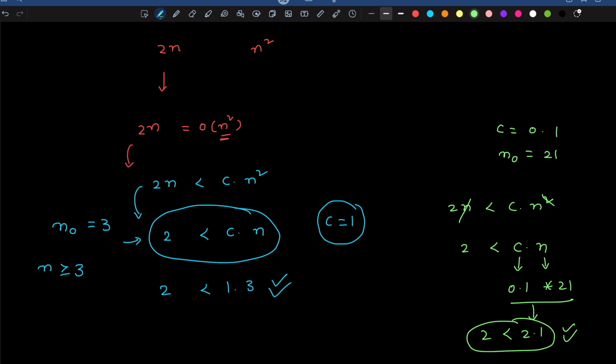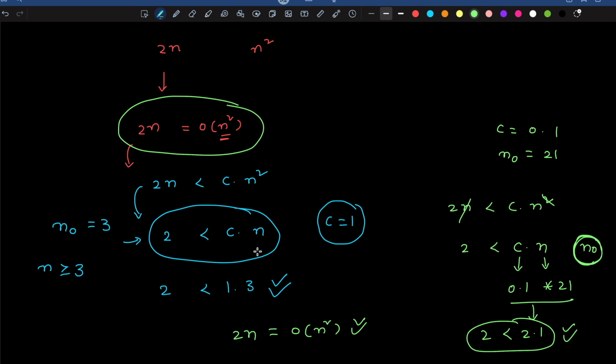So from this example, I would say that 2n is equal to small o of n square, right? No matter what positive value of c you choose, you can always find the value of n0 that makes the condition true, right?